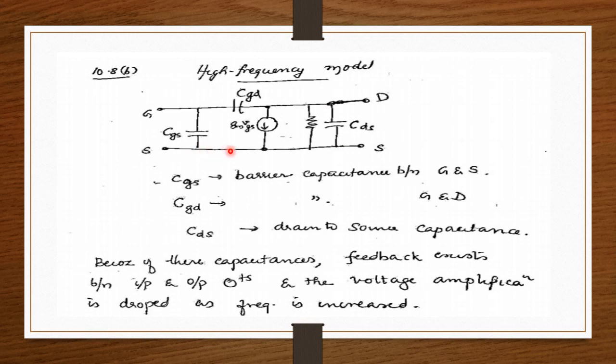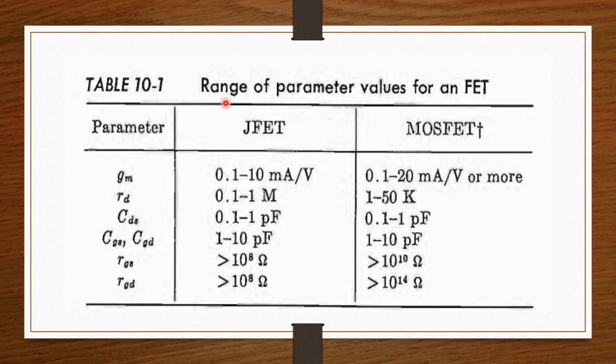So this feedback is coming into the input side, and the voltage amplification is dropped in the case of the high frequency model. Since the frequency is increasing in the model, the voltage amplification is affected in the high frequency model. These are the range of parameter values for a FET. So GM has a value of 0.1 to 10 milliampere per volt, RD 0.1 to 1 mega ohm, CDS values, RGS, RDS, etc., and similar values for MOSFET also.